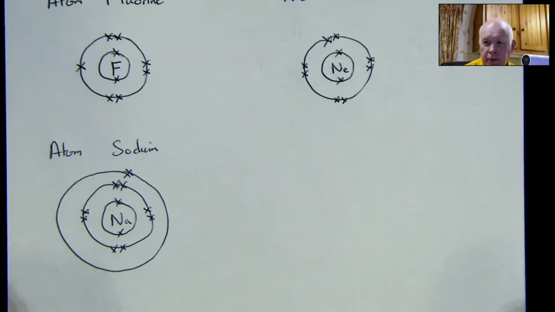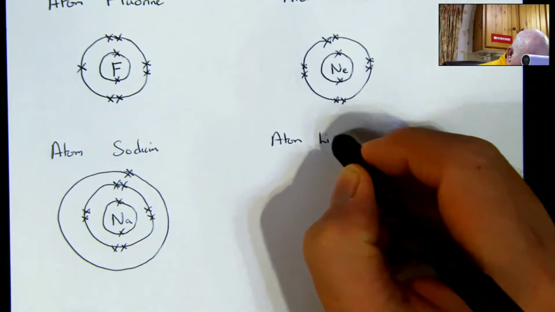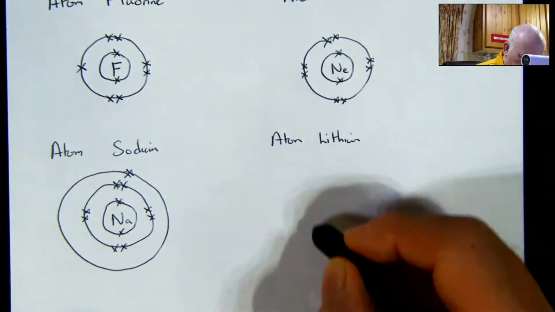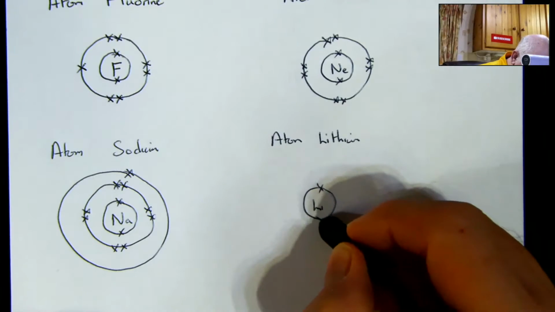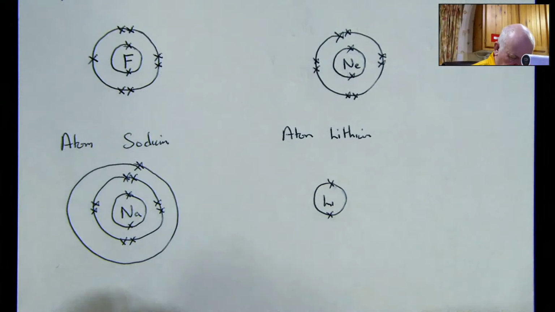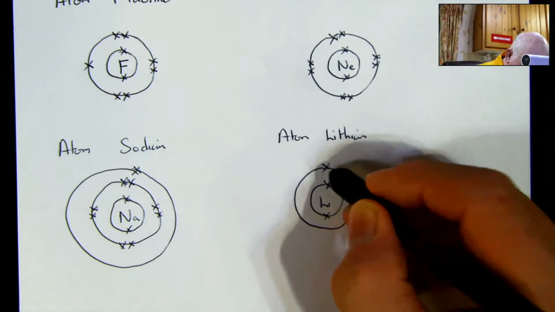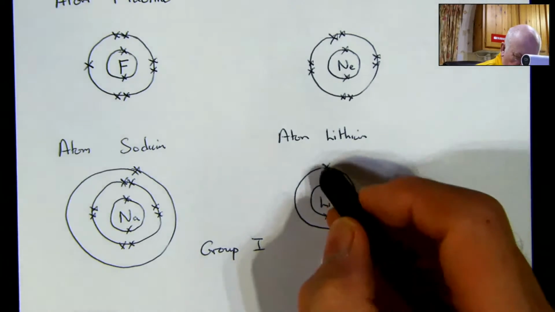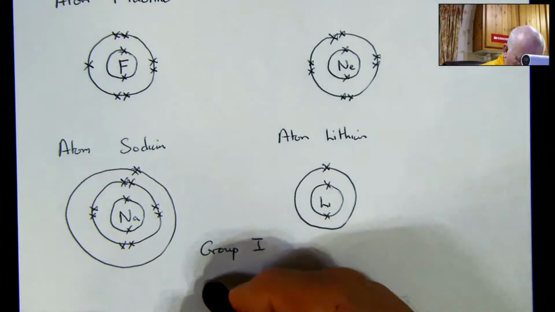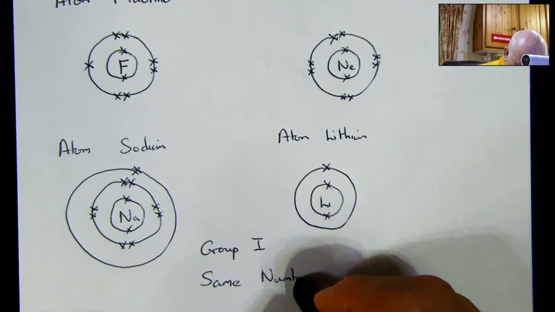Now, this is where we bring in some interesting properties, because if we compare this with the atom of lithium, they're in the same group. And so we see a common property here. And the common property is that in group 1, we've got the same number of electrons in the outside shell.